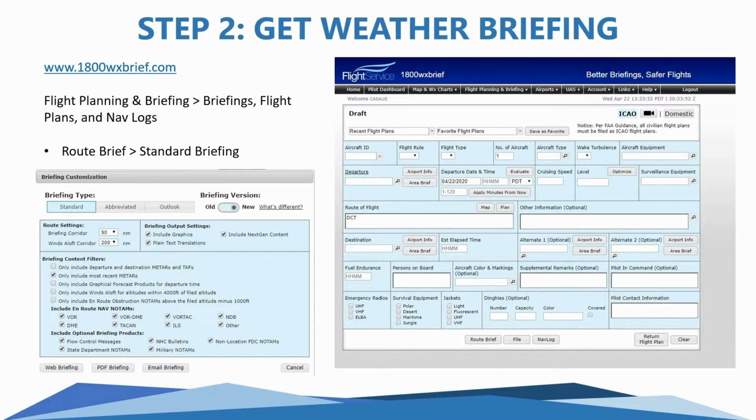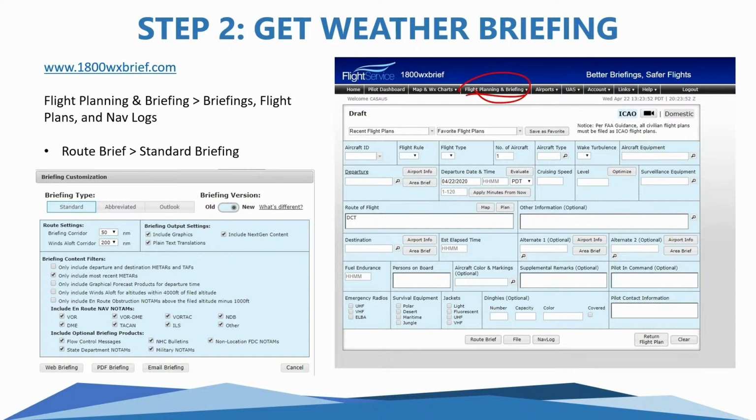So if you want to follow along, you can do so on the screen and do this afterwards. If you want to try to follow along while we're doing it, this is going to be the process. You can go to 1-800-WXbrief.com. We're going to use the flight service station briefing tool. It is a pretty cool tool that they have there. If you want to use something else, you're more than welcome to. And then from there, you're going to create an account. If you don't have an account, you can create one for free. And then you're going to go to Flight Planning and Briefing, which is this center tab right here. There's a drop-down menu. And then very simply, you're going to go to Briefings, Flight Plans, and Navlogs.